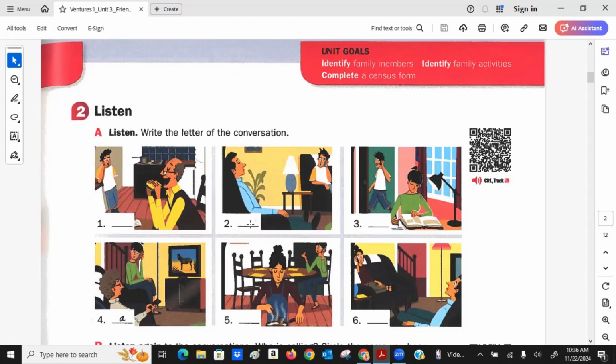Conversation F. Hello? Hello. Is this Mrs. Gonzalez? Yes, it is. This is Dr. Smith's office. Is your husband home? Yes, he is. But he's resting. Oh, okay. Please ask him to call our office.